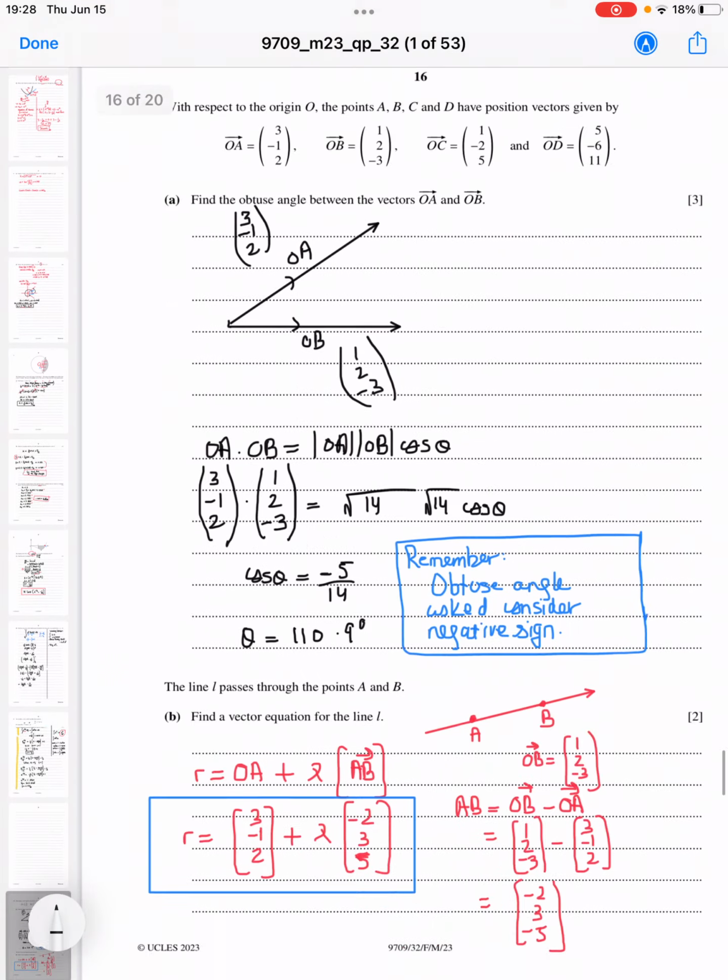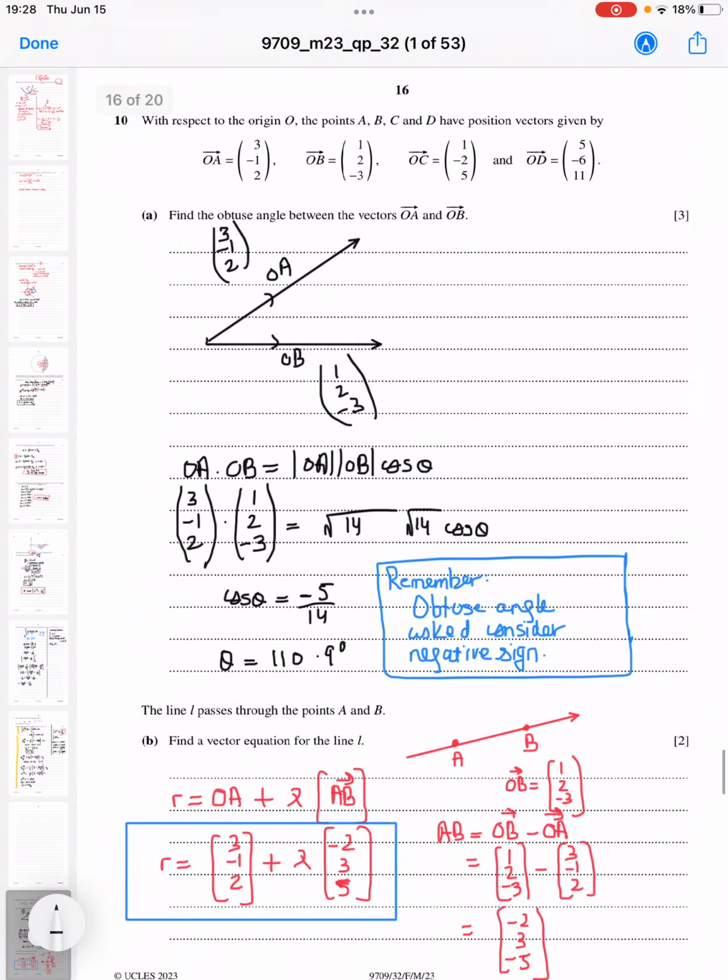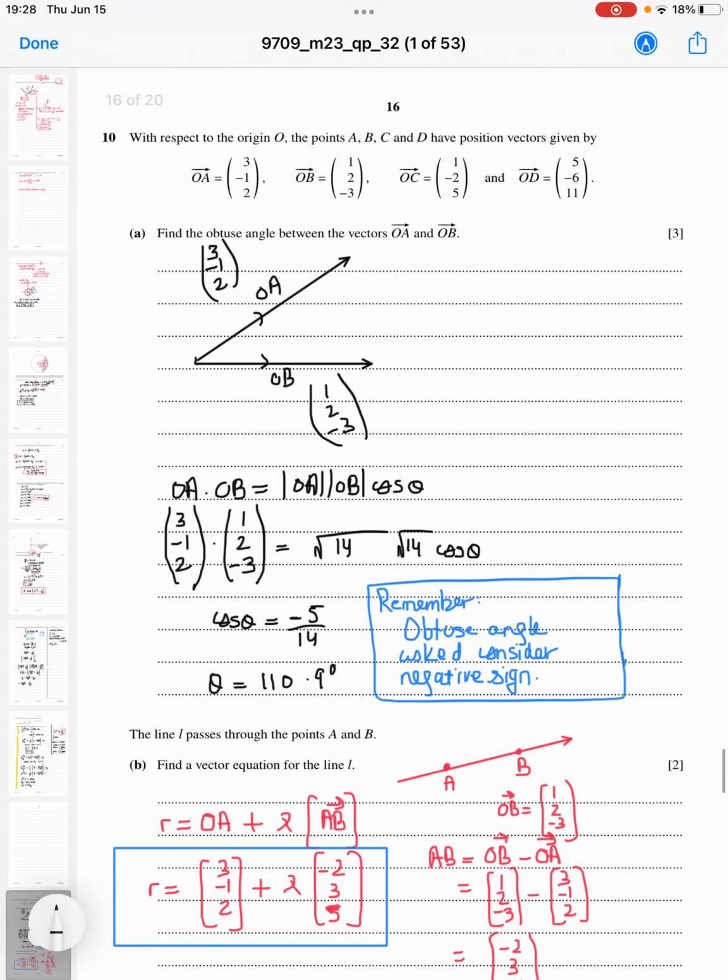So question number 10 says that with respect to origin, the points A, B, C, and D have position vectors given by this. Find the obtuse angle between the vectors OA and OB.